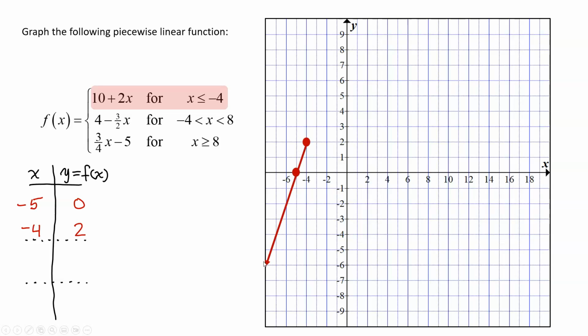And the line would look like this. Now for this middle portion. Now obviously, as I mentioned before, the 0 falls in here. That would give you the y-intercept of 4. That's an easy one to calculate.